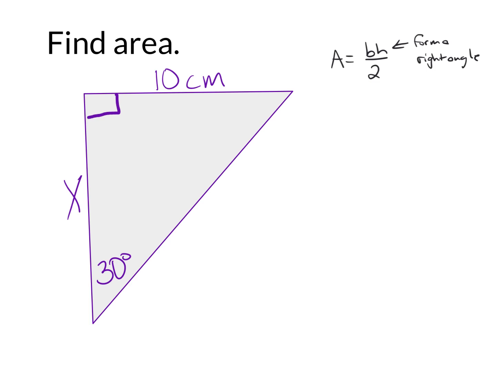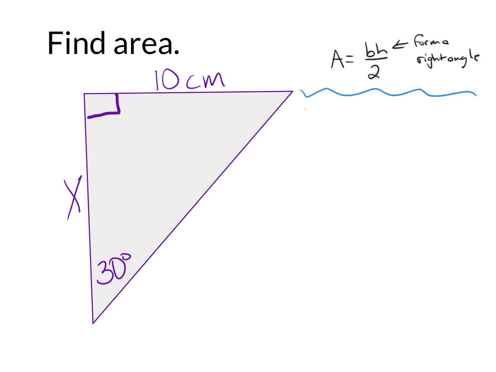When we look here, we have the two sides that make a right angle, the 10 side and the side with the x. These are the two I need to multiply. But right now it's 10 times x, and so that's not going to give me the value. So I need to figure out what x is, and then I can go on.